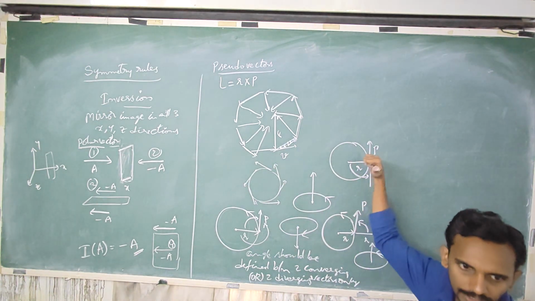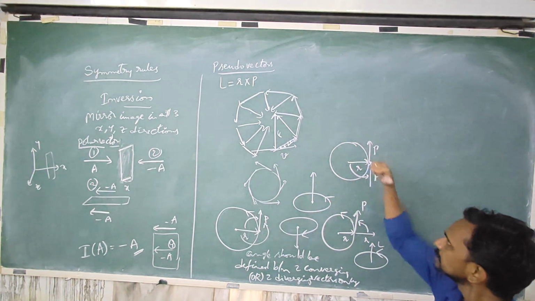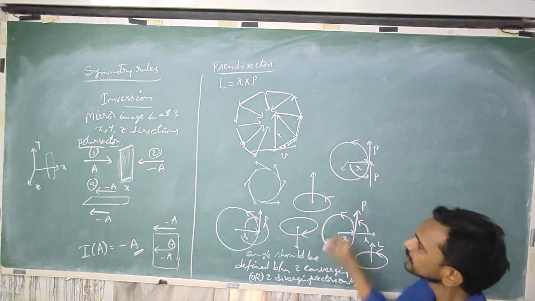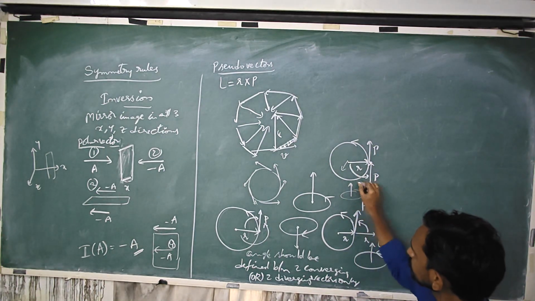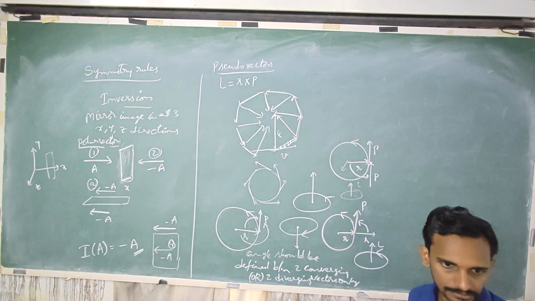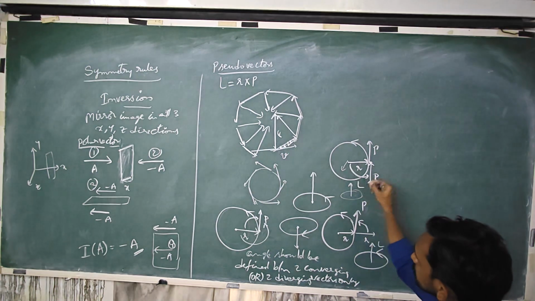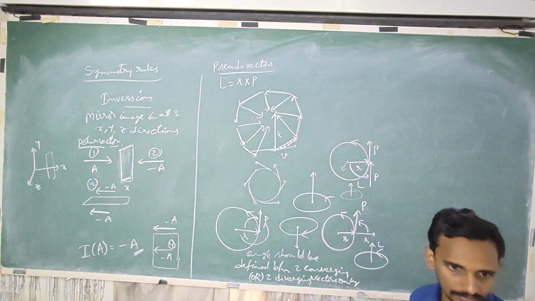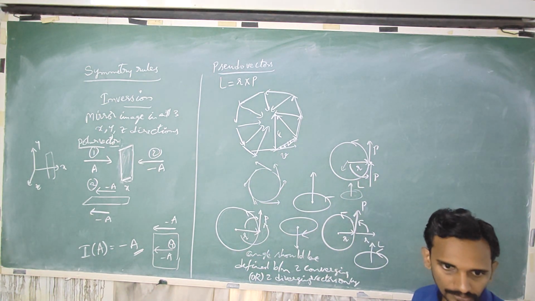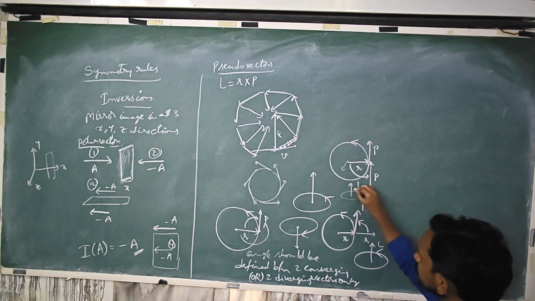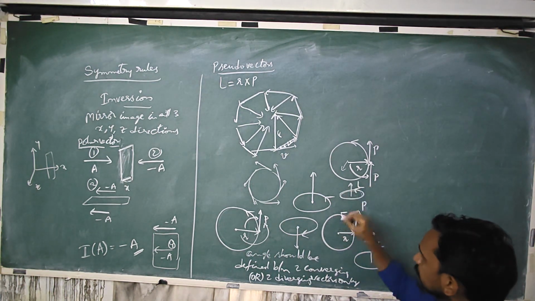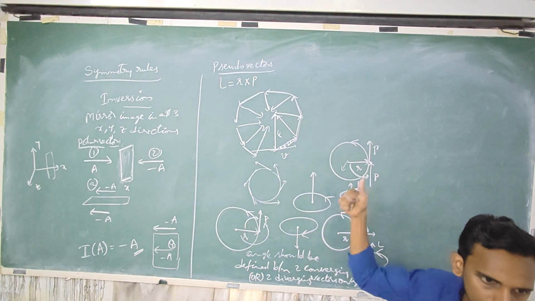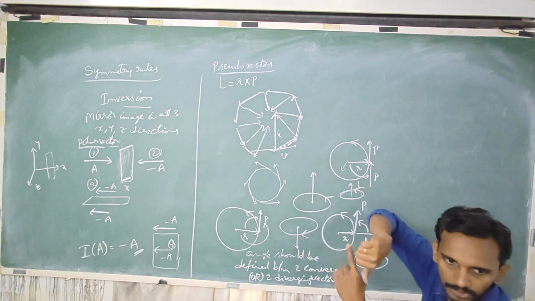So that is also anti-clockwise. Then the direction of the vector is perpendicular to the plane, so it is out of plane. So if the object moves in anti-clockwise direction, the vector will be above the plane. If the object moves in clockwise direction, the vector will be below the plane.